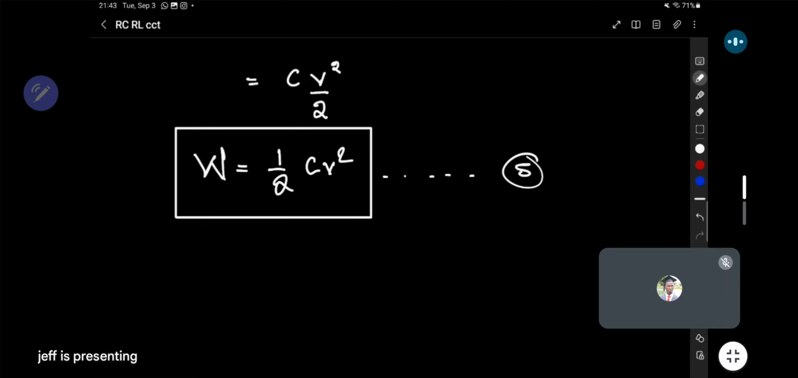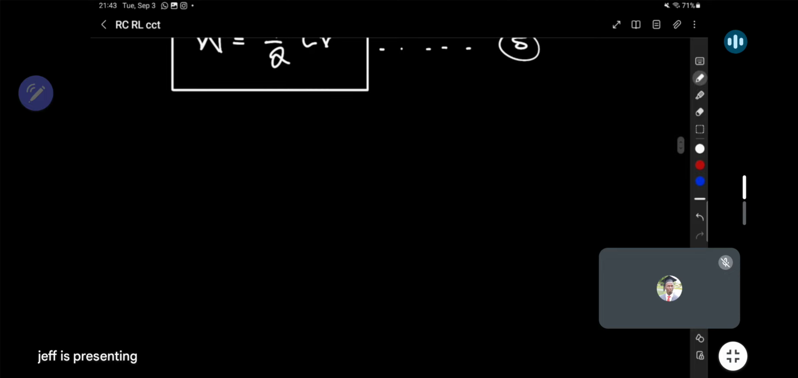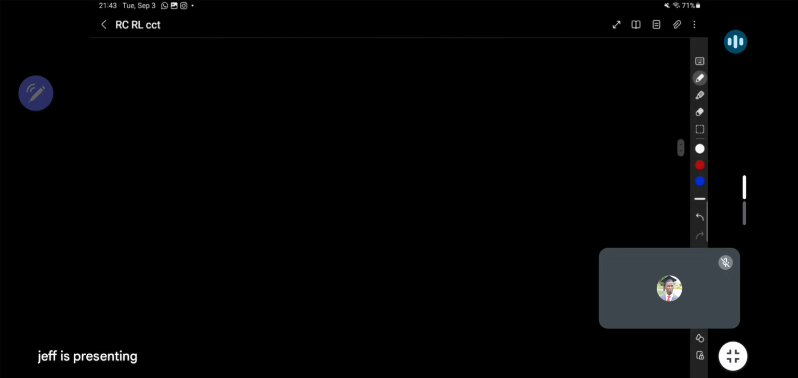Okay, so for a capacitor, basically this is how the equations will turn out. Now, how about if you're playing with a capacitor? What happens? How do you get the work done? Sorry, that's not the capacitor. Just from looking at the capacitor.